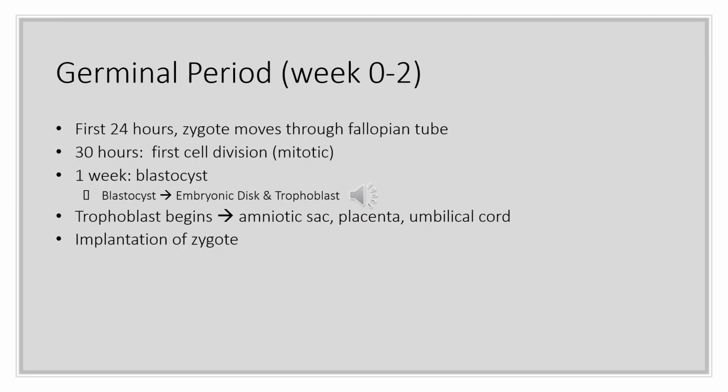So let's talk more about the germinal period, which is the first period of prenatal development. It's 2 weeks long, so from the point of conception till the end of week 2. And during this period, we call the developing baby a zygote. So we actually change what we call the baby in each prenatal period. And so in the germinal period, we call it a zygote.